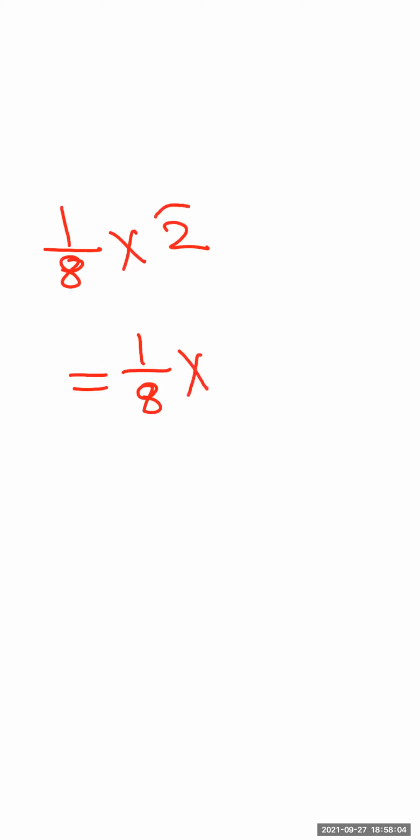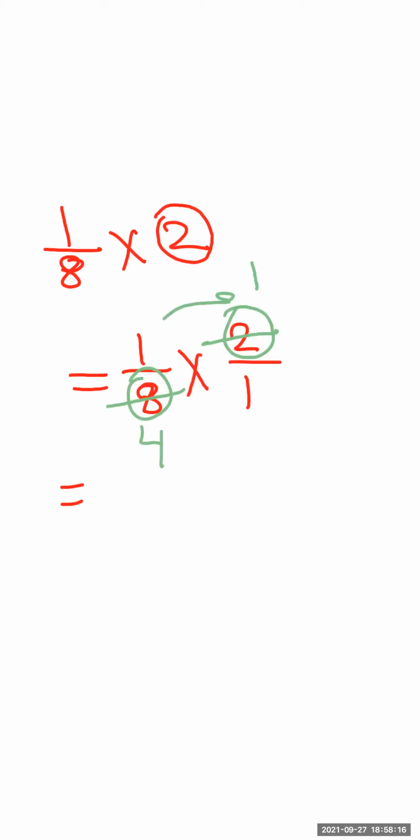Whole number by a fraction, I mean if it's 1 over 8 times 2. Of course, a whole number 2 means 2 over 1. Now we can simplify the numbers first. 2 and 8, divide by 2 equals 1, divide by 2 equals 4. So 1 times 1 equals 1, over 4 times 1 equals 4. So nothing will change. If it's a whole number, it will be the number over 1 like this.